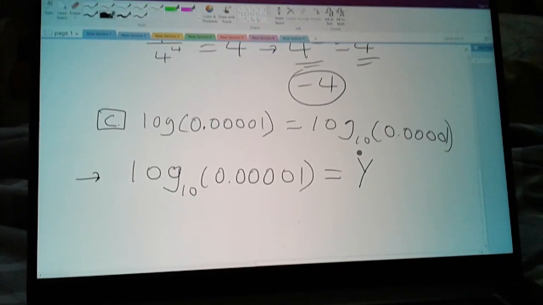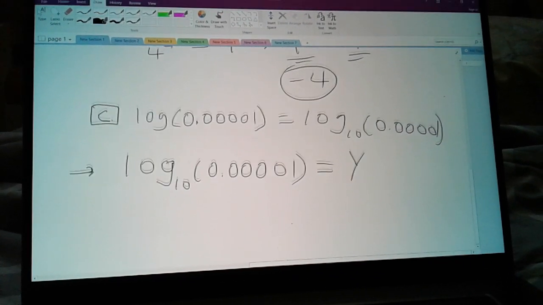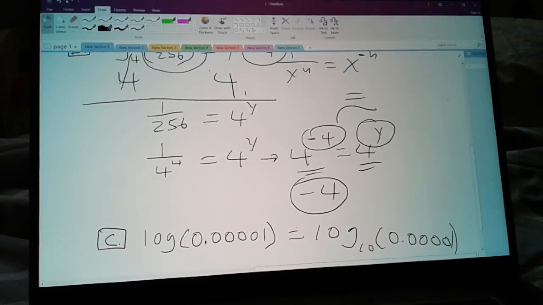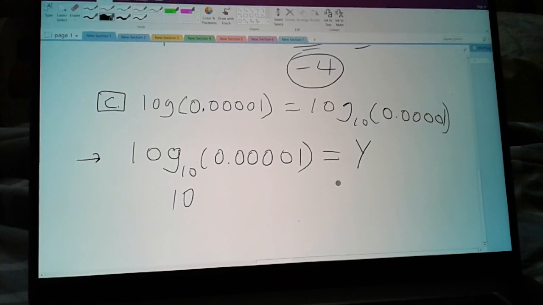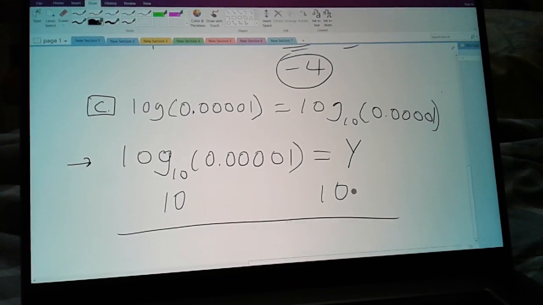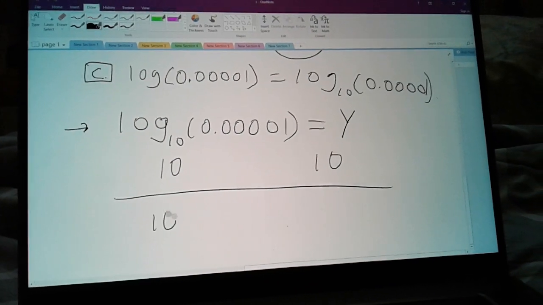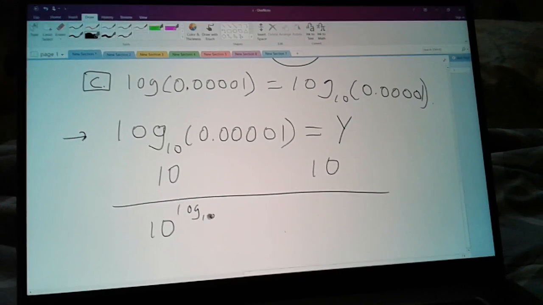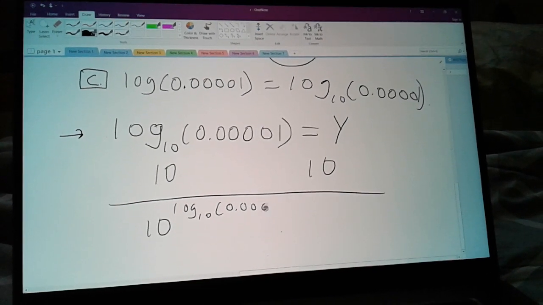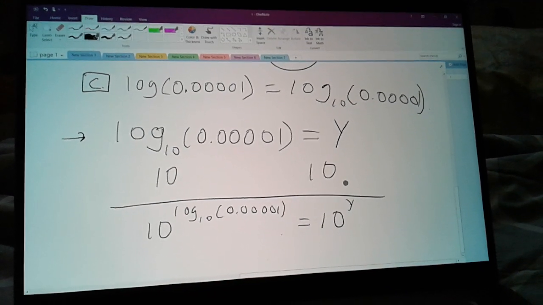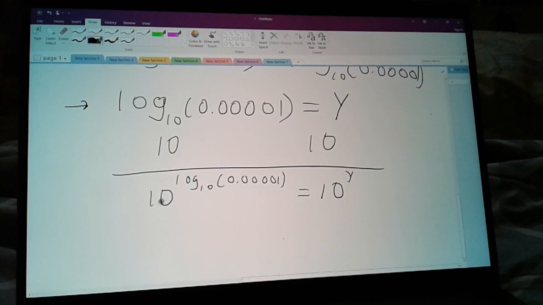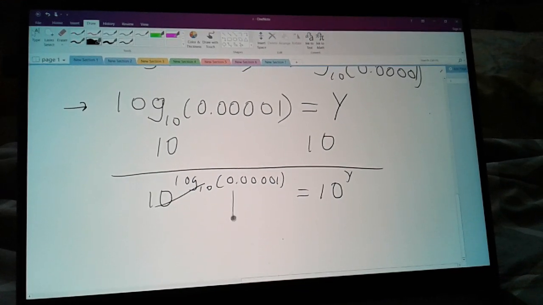So of course it's equal to something, right? The base in this problem was 4, and in this one it's 10. So instead of raising it to the fourth, I'm going to do 10 raised to the left and the right side. So we do 10 to the log base 10 of 0.00001 equals 10 to the power of y. These are going to cancel out, as you know, leaving us with the argument.